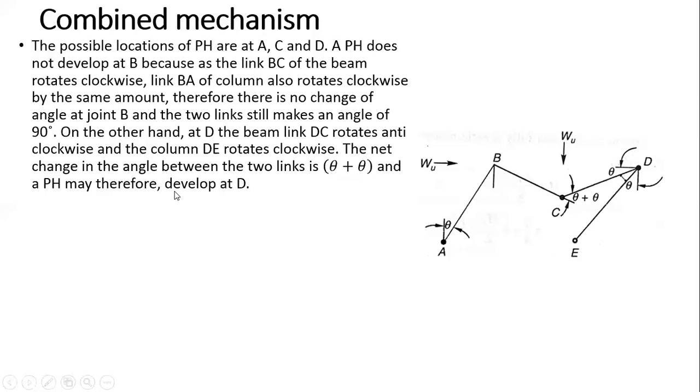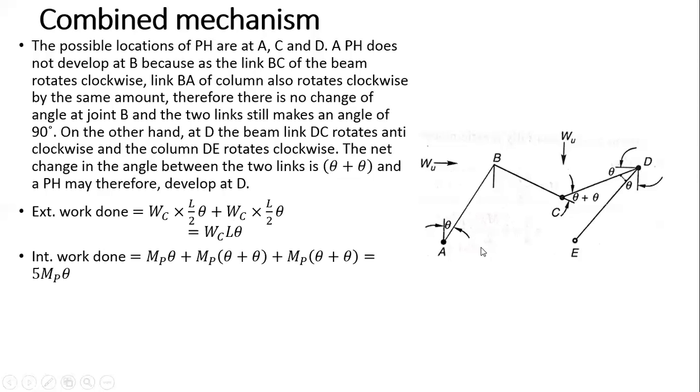Now let us calculate the external work done. The external work done will comprise two loads, one for this one and one for this one. So this is WC into L by 2 times theta, plus WC into L by 2 times theta. So this is the external virtual work, which is equal to WC L theta.